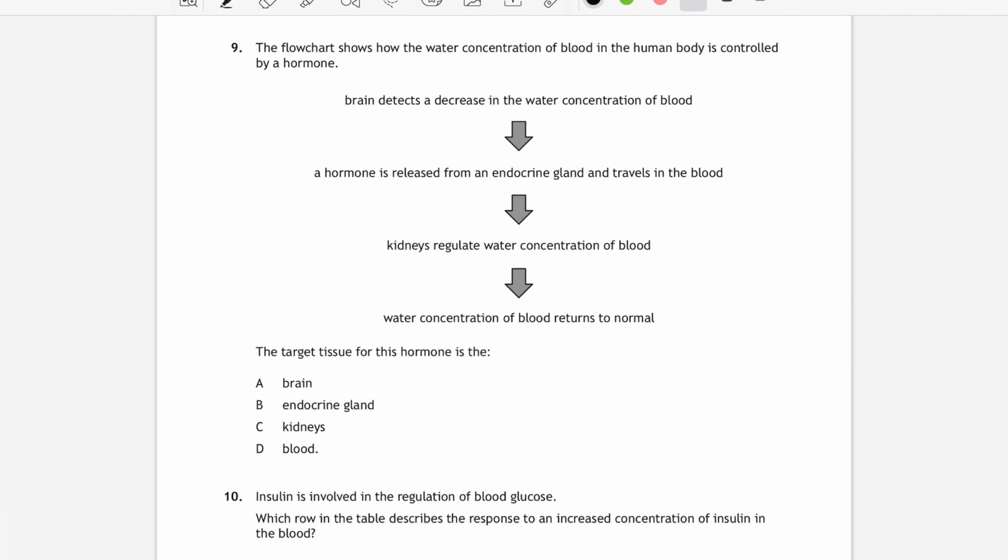Okay, so if we are looking at the brain detecting a decrease, we know that that is not going to be the target tissue for the hormone, because the hormone is released from an endocrine gland. So we know it's not the endocrine gland, we know it's not the brain. Now, blood is not a tissue. It's the vector in which the hormone is transported. It is a liquid, but the kidney is definitely the tissue that's going to be affected. So that is where it's going to go, and the answer is C.